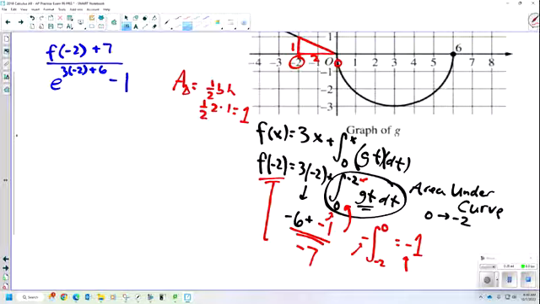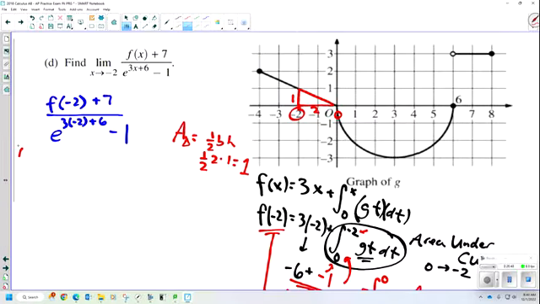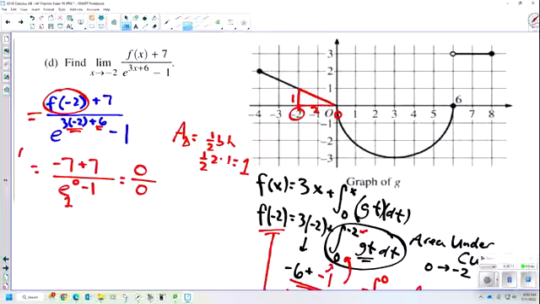F of -2 is -7. All right, so let's go up here. We put -7 here, plus 7 over 3 times -2 is -6 plus 6. That's e to the 0 minus 1. We get 0 over, anything to the power of 0 is 1. 1 minus 1 is 0. Whenever I get 0 over 0, I can use L'Hopital's rule, which means I take the derivative of the top, and I take the derivative of the bottom, and I throw a -2 in again.